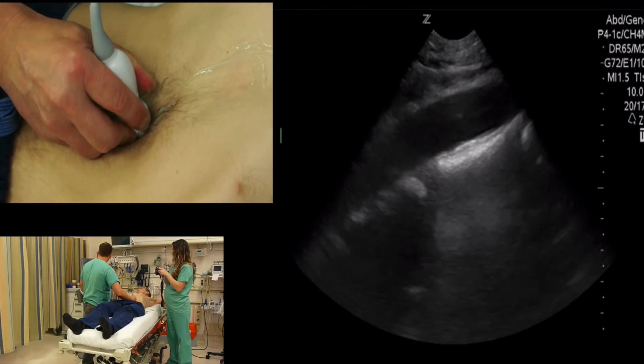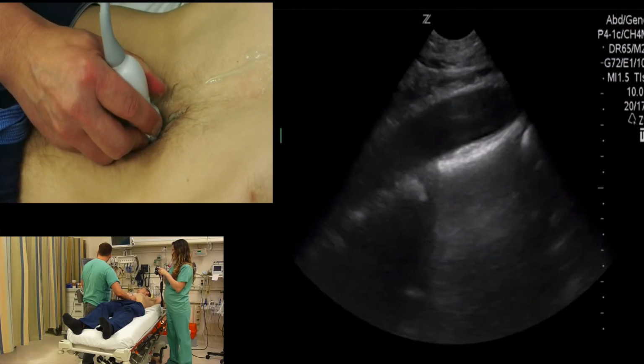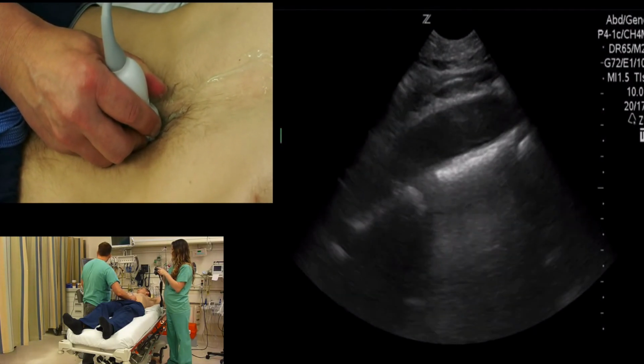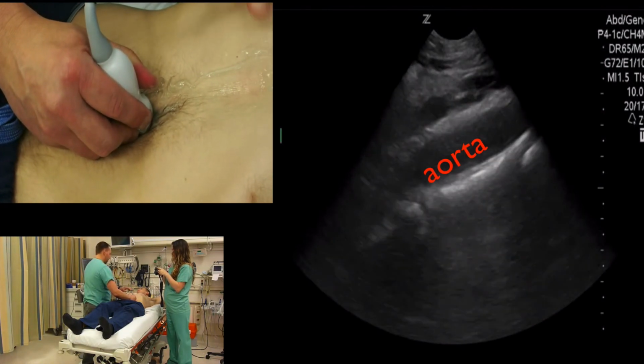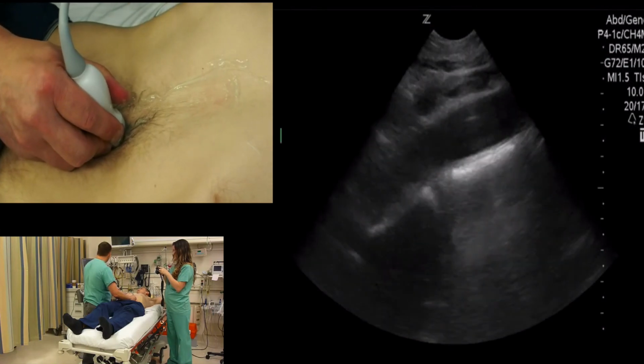Now we go in a longitudinal axis. That means the indicator of the transducer is pointing towards the patient's head. And we're going to run up and down on the aorta here. We could measure the anterior posterior diameter just like we would in transverse access.